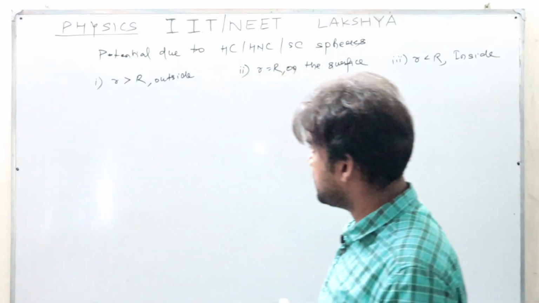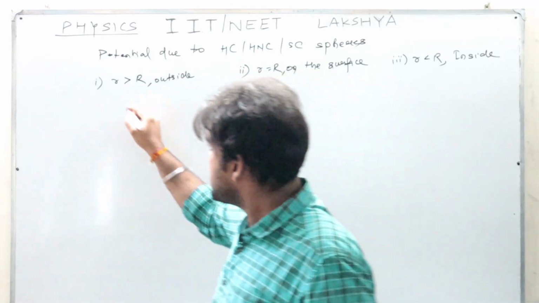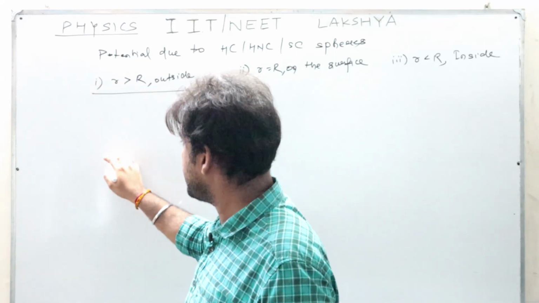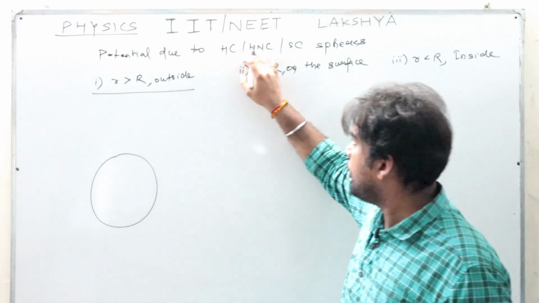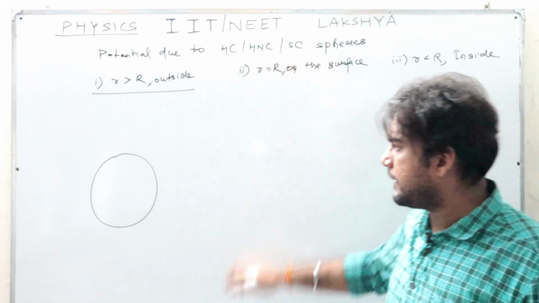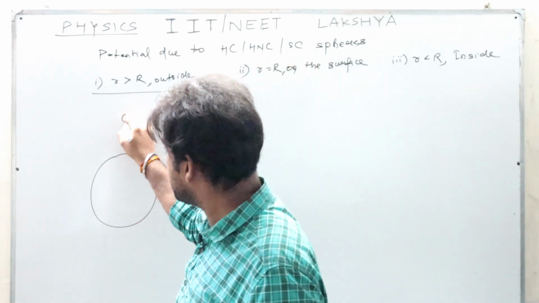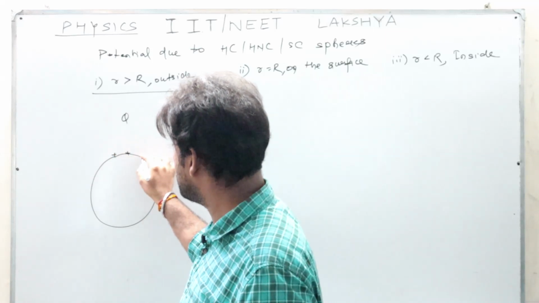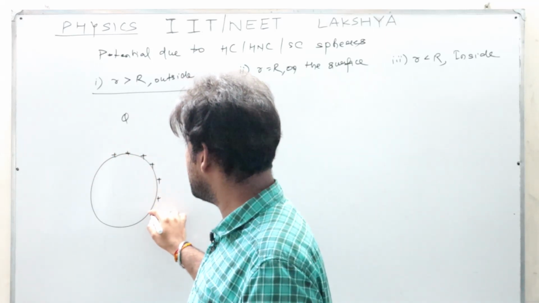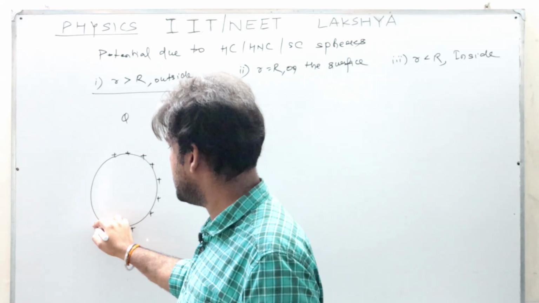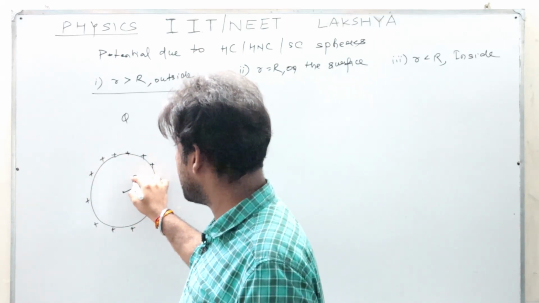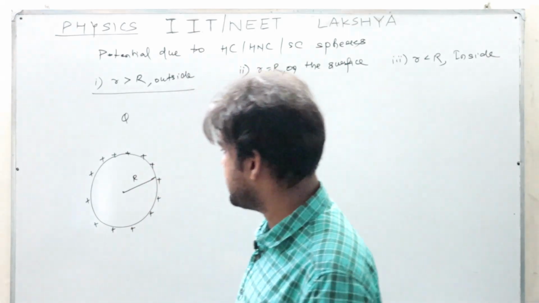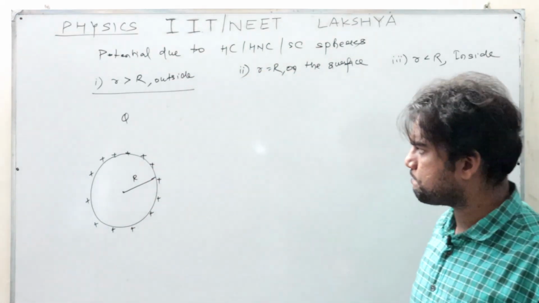Now let us see here one by one. So first we are discussing the case of outside. Let us say this is your sphere. It may be a hollow conducting, hollow non-conducting or solid conducting sphere. Let us say this contains charge q. This charge q is distributed uniformly on the surface of the sphere. Let us say r is the radius of the sphere.